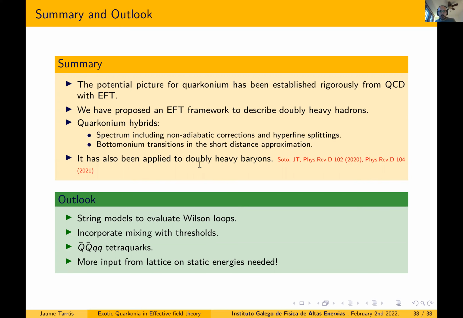For the future, we are looking at the development of string models to evaluate these Wilson loops in the long distance regime. We also want to incorporate the mixing with the heavy meson thresholds. We are also interested in looking into this new T_cc+ tetraquark that has been recently discovered by LHCb. And of course, if more input from the lattice is available, we can get more and better predictions using this effective field theory framework. So this is all.